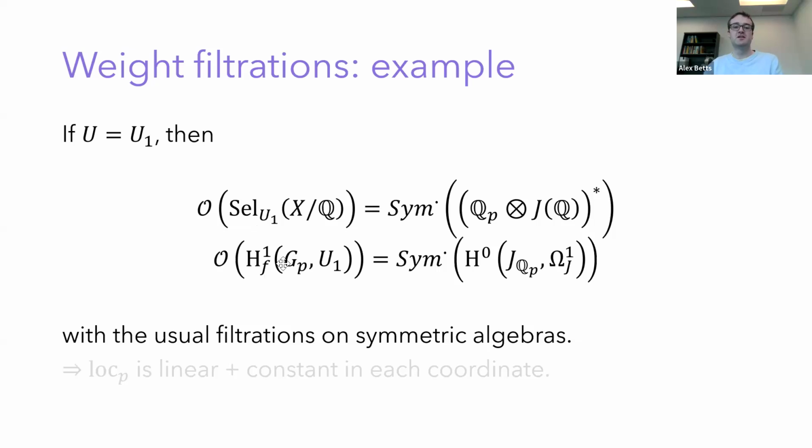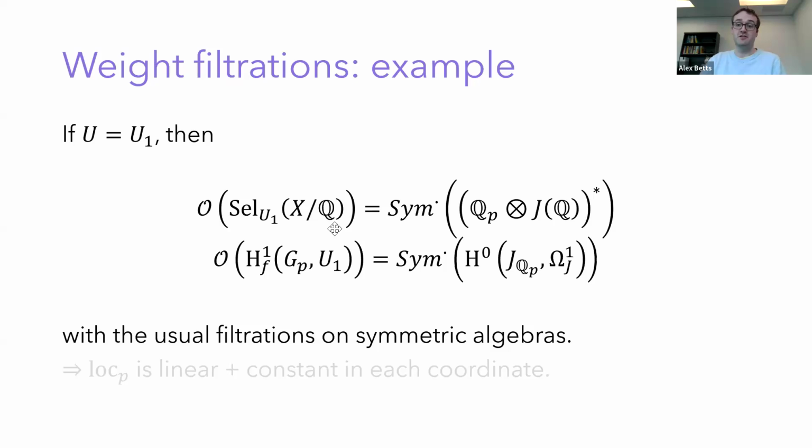I said that the global and local Selmer schemes are just Q_p vector spaces, where I pretend that those Q_p vector spaces are varieties in the usual way. And what that's really saying is that the affine ring of the global Selmer scheme is just the symmetric algebra in Q_p tensored with the Mordell-Weil group dualized. And something similar for the local Selmer scheme.